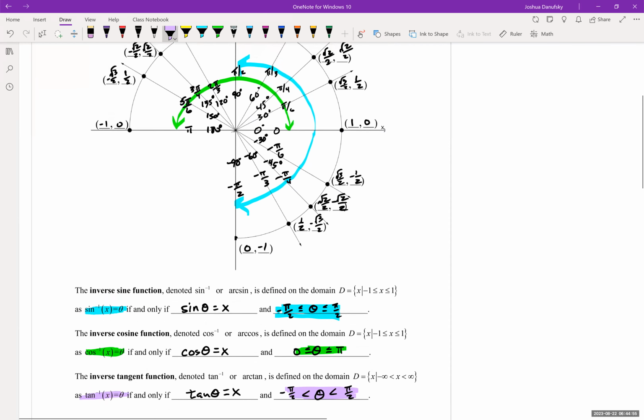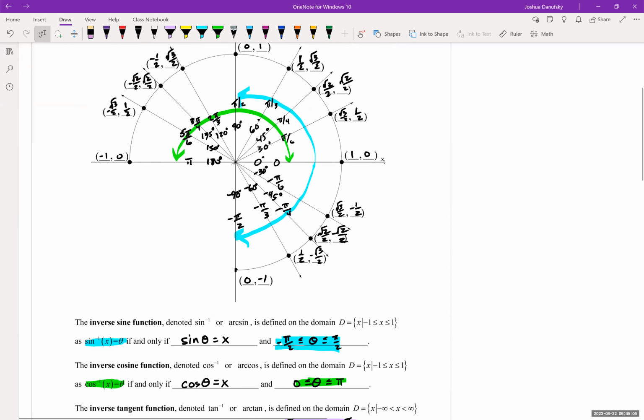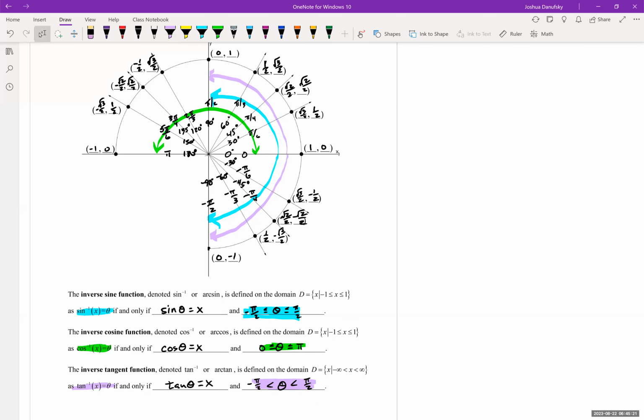And so our angles that we get from tan inverse are going to be kind of similar to what we have for sine inverse. We're going to be between negative pi over 2 and pi over 2. Okay, and so what you'll notice when we look at our green, our blue, and our purple in the unit circle, we never get an angle in quadrant 3. So for inverse trig functions, we're never going to get results in quadrant 3.